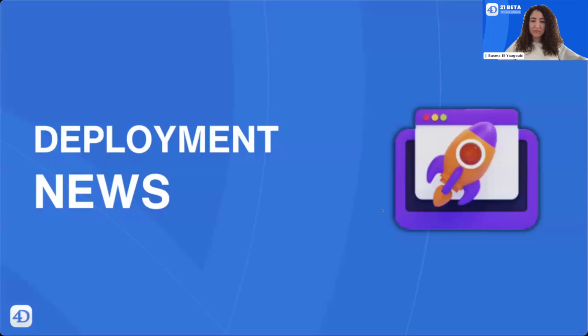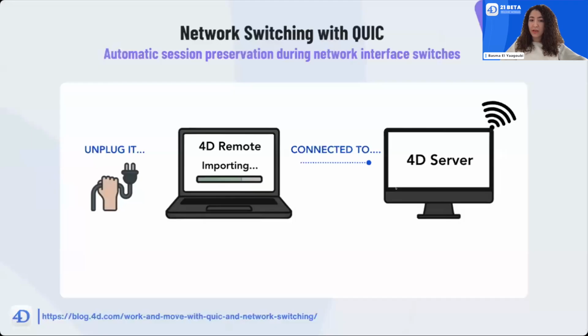All right, so let's just continue and enter the next part of this webinar, which is deployments. And the first feature in 4D21 concerning deployments is one your users will notice immediately. You rarely think about your network until the moment it kind of betrays you. And every developer knows that quiet panic when a connection drops at the wrong time.